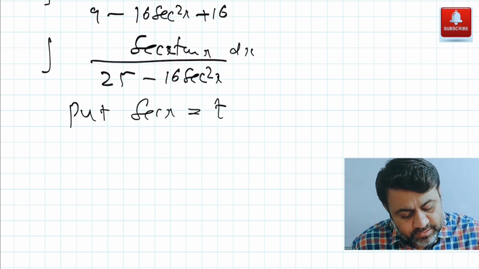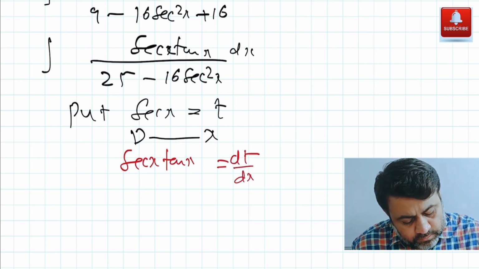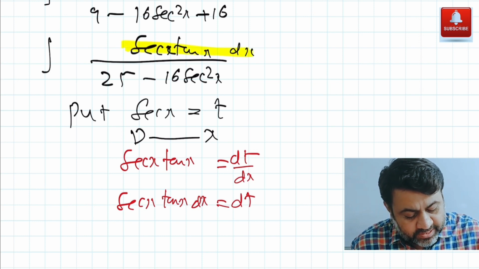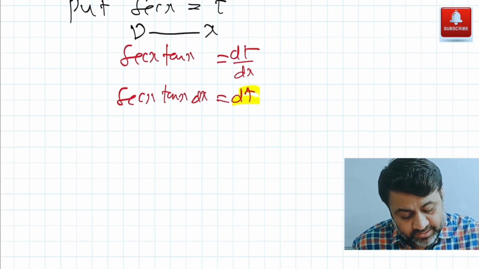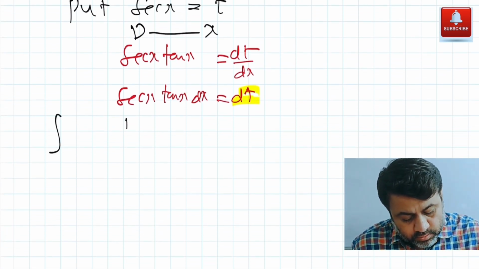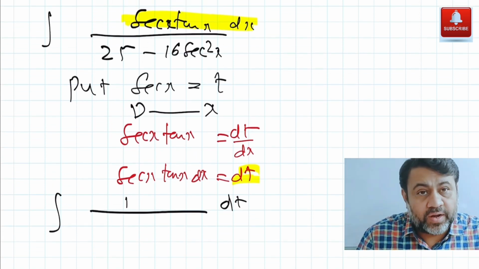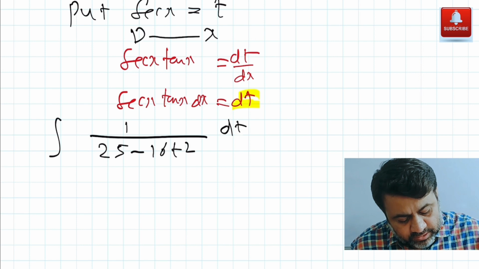What we do here is I'll just put sec x as t, and if I differentiate with respect to x, derivative of sec x is sec x tan x, derivative of t is dt by dx. Just take dx on the other side, so sec x tan x dx is going to be my dt. So this entire numerator sec x tan x dx I'll now replace with dt. So what we get next is 1 by, okay, this entire numerator I'm just going to write as dt. So we have now 25 minus 16 sec square x, right? So what we get here is 25 minus 16 t square, dt.